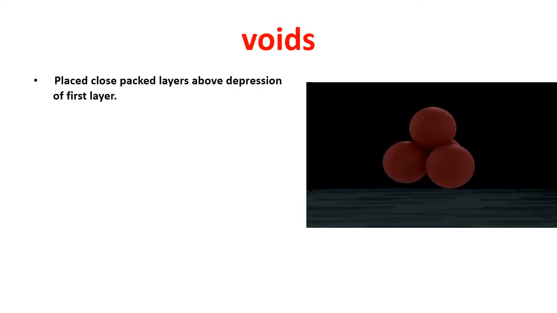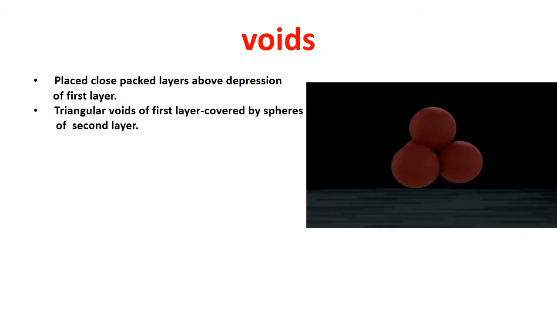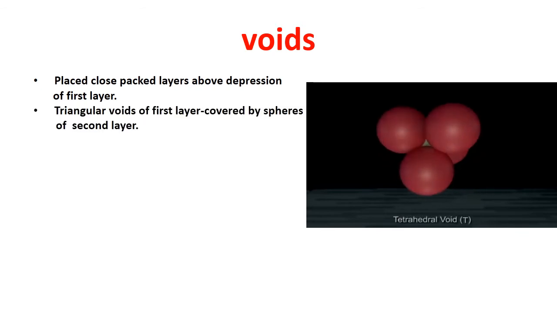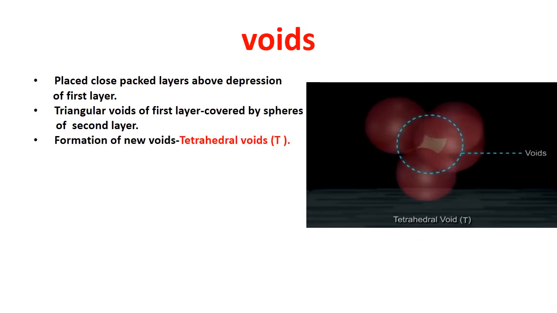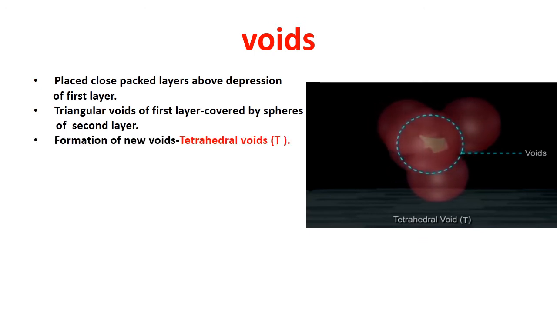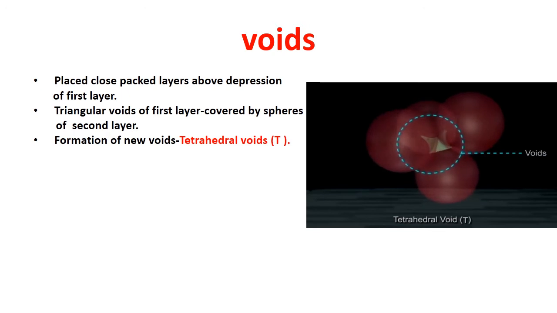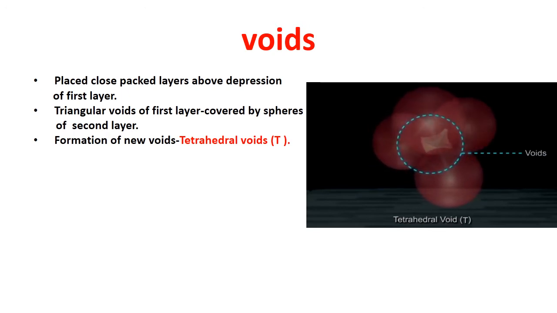When we place a close pack layer above the depressions of the first layer, we will notice that the triangular voids of the first layer are covered by the spheres of the second layer, and at such places a new type of void is formed. This type of void is known as a tetrahedral void, denoted by T, since a tetrahedron is formed by joining the centers of 4 surrounding spheres which are present in the layers.